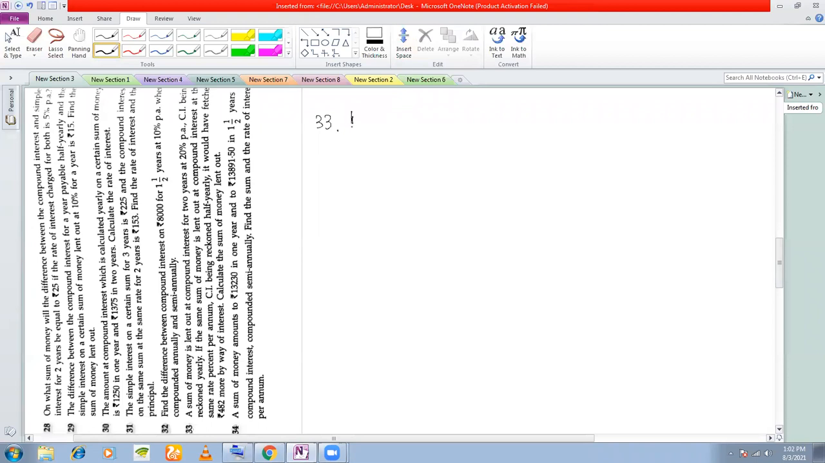Always remember. If I compare half yearly with quarterly, which one will fetch more interest? The quarterly one will fetch more interest. Understood? The quarterly will fetch more interest than the half yearly. Half yearly will fetch more interest than the yearly one. Understood?